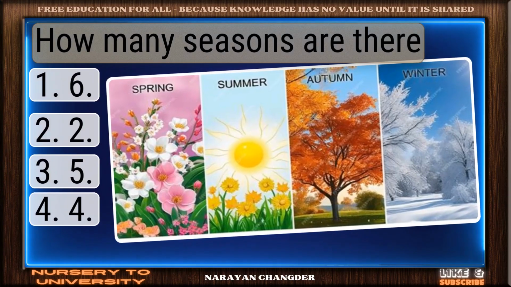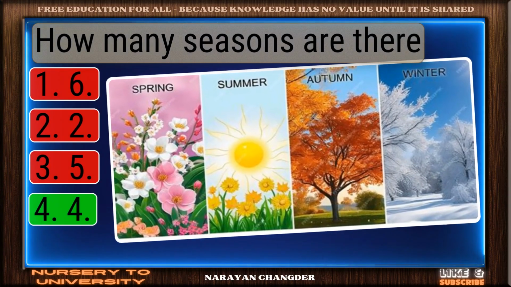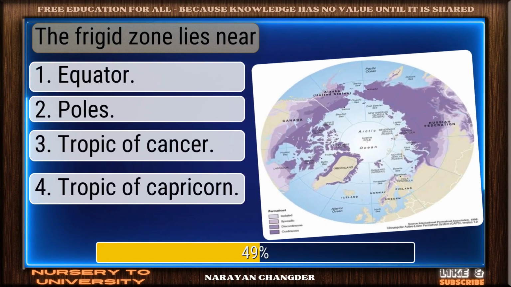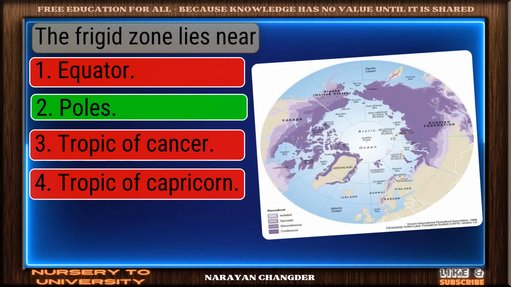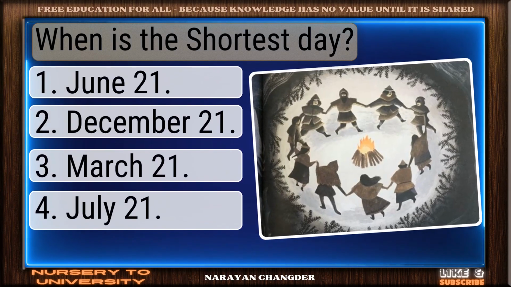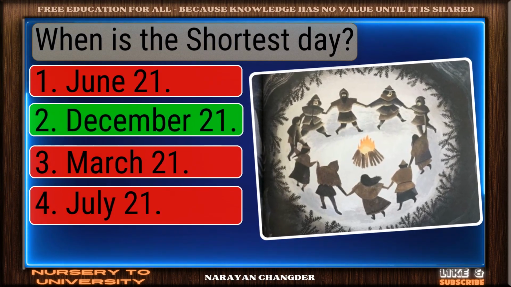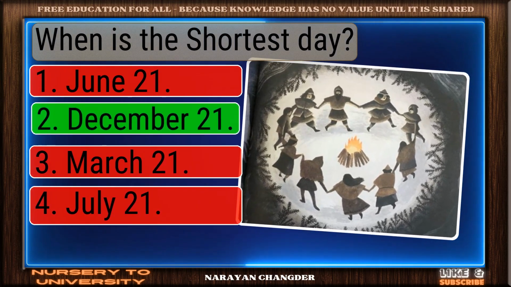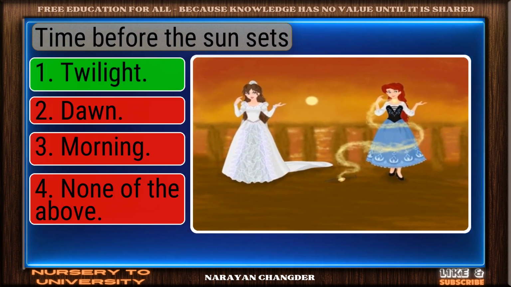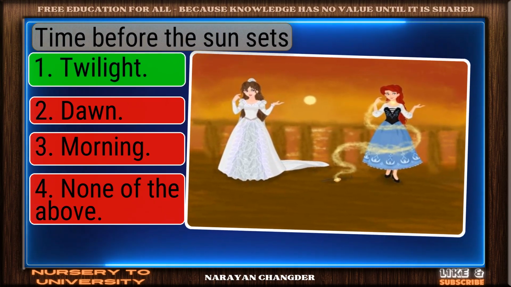How many seasons are there? Great job. 4 is the accurate answer. The frigid zone lies near. Perfect. Poles is the correct choice. When is the shortest day? Good thinking. December 21 is the right answer. Time before the sun sets. Well done. Twilight is the right choice.